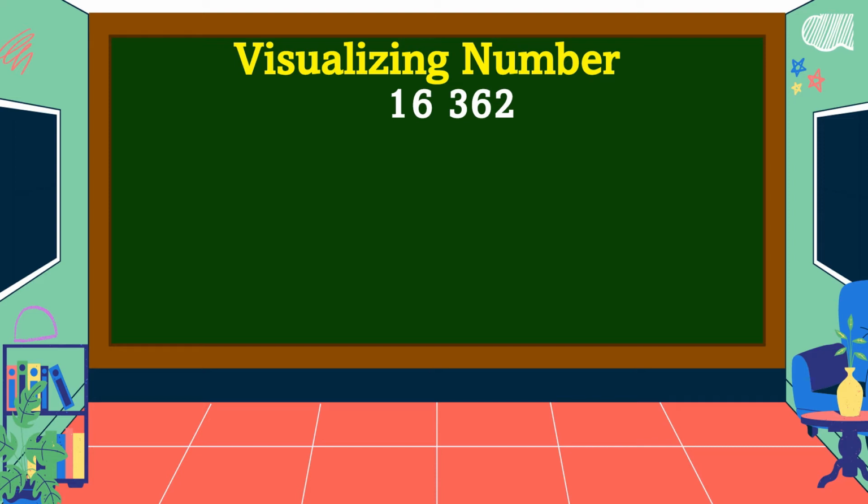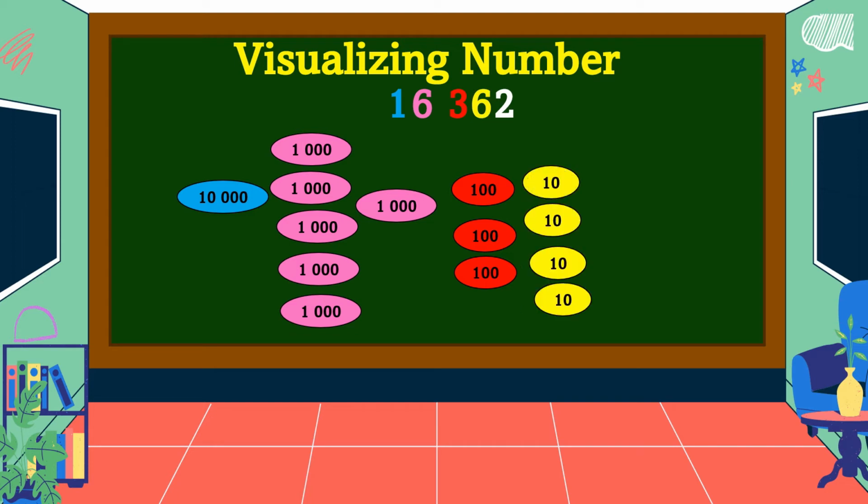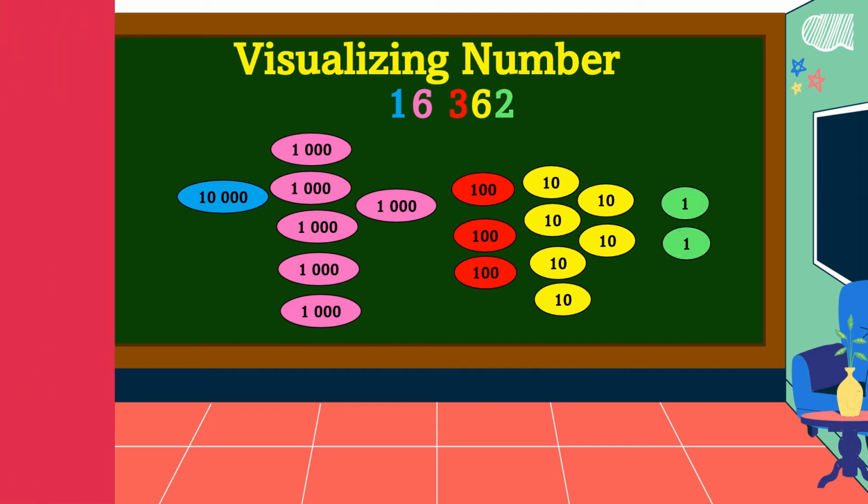Next, we're going to visualize 16,362. So, this number consists of 1 10,000, 6 1,000, which is equal to 6,000, 3 100, which is equal to 300. There are 6 10, and the value is equal to 60. And we have 2 1, and the value is equal to 2.